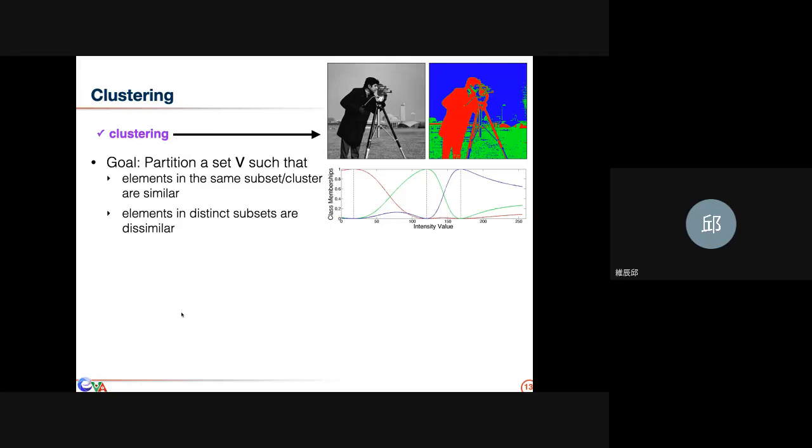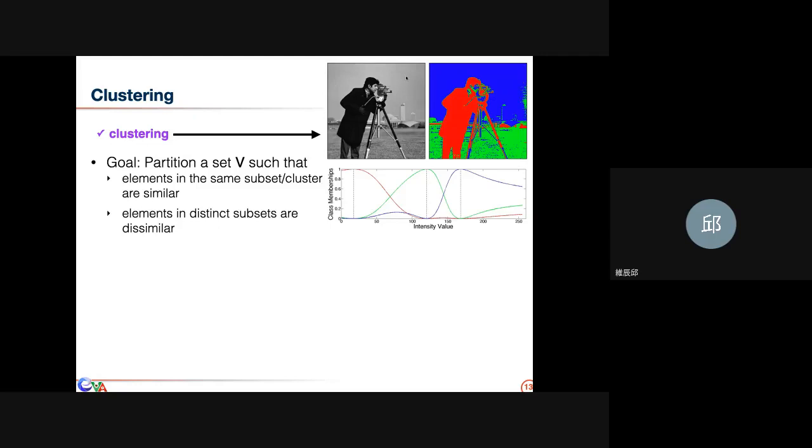Its basic goal is trying to partition your data set V, or you can use another way of saying it, you try to group your data set V into some small groups, right? Such that the data points, or the elements in the same subset or in the same cluster, are similar to each other, but the elements in different subsets are dissimilar to each other, right?